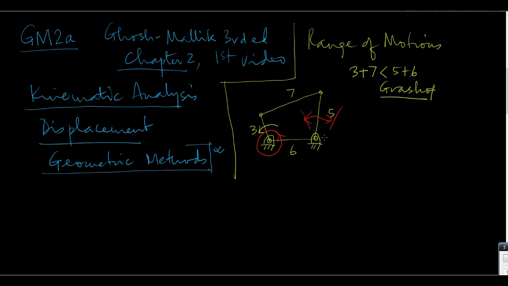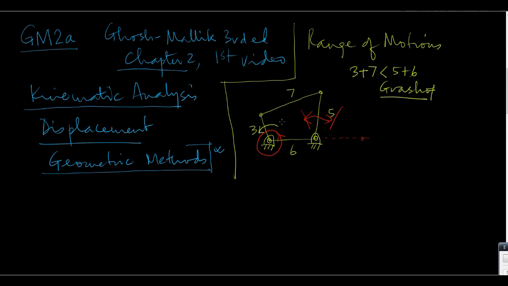Okay. For example, could it come all the way down here? Could this link come here? Well, then 6 and 5 would make 11, while 3 plus 7 is only 10. So that's not possible. That means it will stop somewhere here. Where will it stop? It will stop where this link of length 3 and this link of length 7 become collinear, because that is as far as it can go.